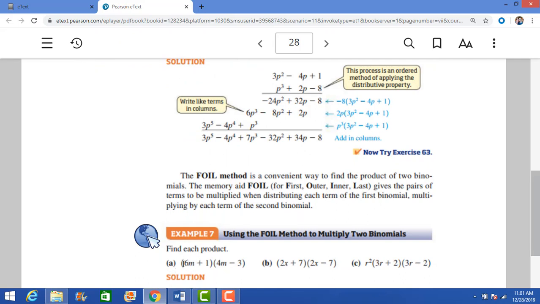So if we were going to use the FOIL method here, we would do the first one, so we would multiply 6m by 4m, so that'll give us 24m squared. And then we multiply the outside ones, which is 6m times negative 3, which is going to give us a negative 18m. Then we do the inside terms, which is going to give us 4m. And then we do the last, which is going to be negative 3. And then we put them together and simplify.